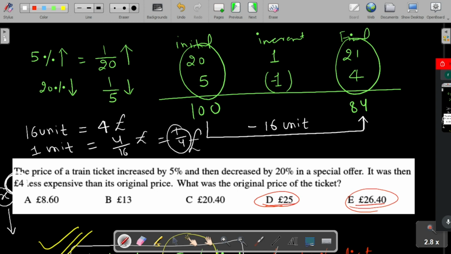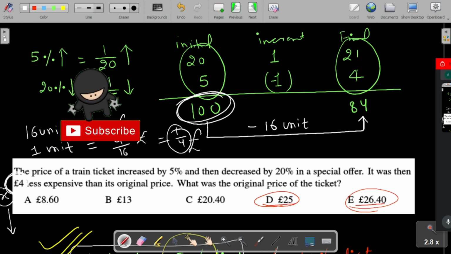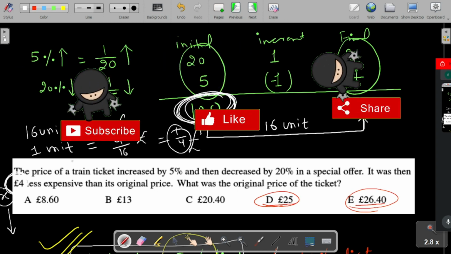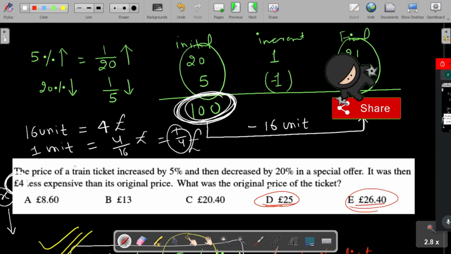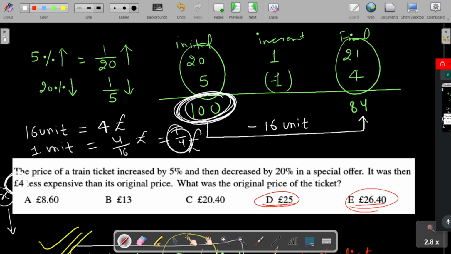We have to find the original price. How much unit was initially? According to our calculation, how many units was it? 100. And you know 1 unit is 1 by 4. So how much is the total, how much is the initial? It's 25. Have you understood this? Yes, 100%.